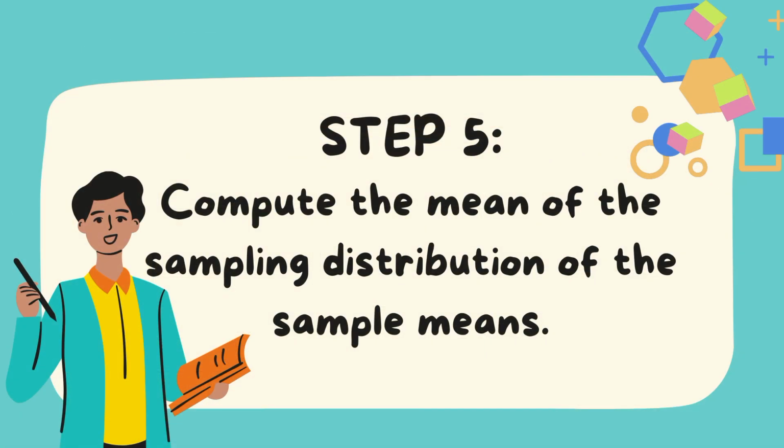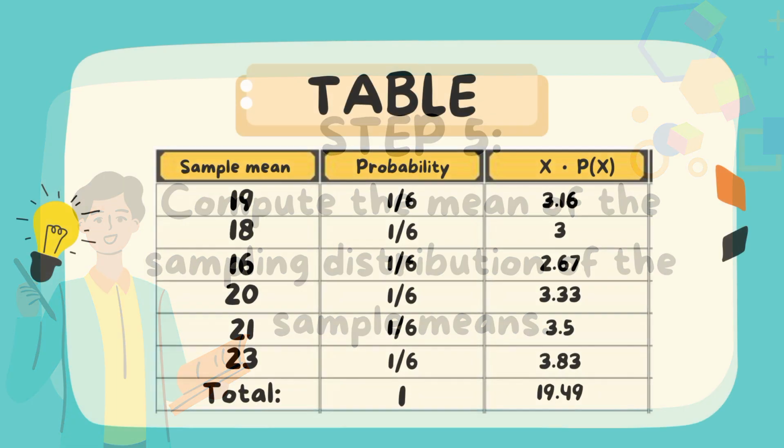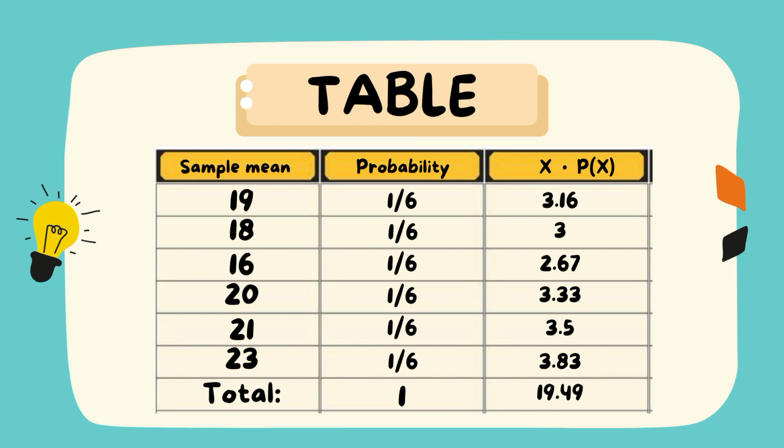Step 5. Compute the mean of the sampling distribution of the sample means. To do that, we just simply multiply the sample mean by the corresponding probability and add the results. So let's begin. 19 times 1 is equal to 19, divided by 6 is equal to 3.16. 18 times 1 is equal to 18, divided by 6 is equal to 3. 16 times 1 divided by 6 is equal to 2.67.